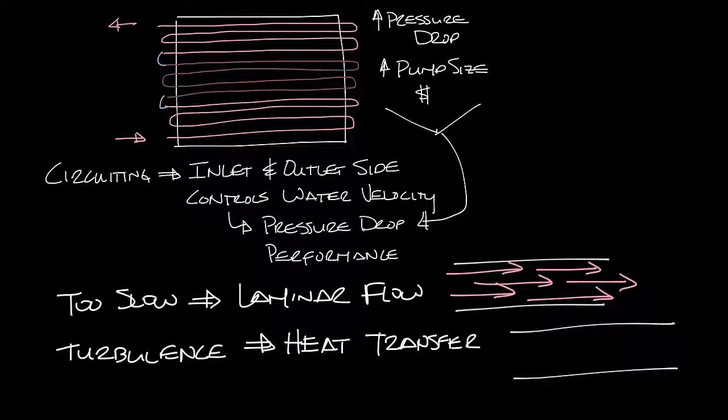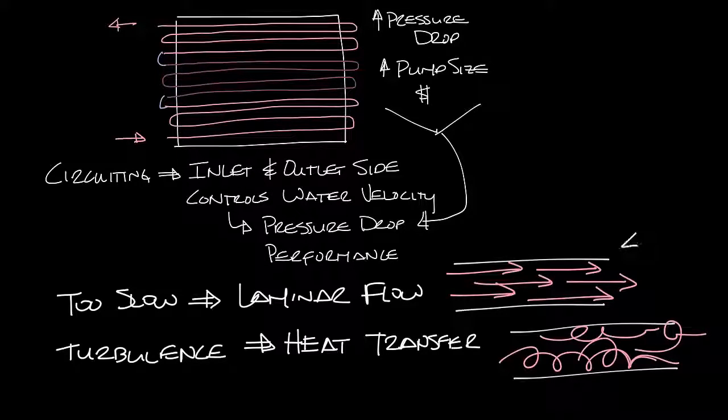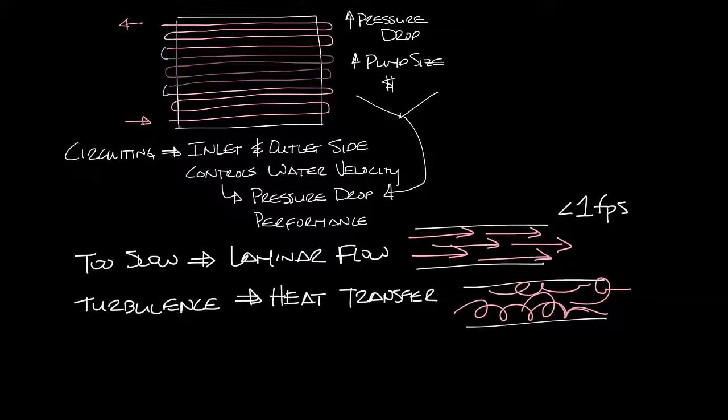Basically, the water splashing around the insides of the tube and making contact with the tube is what is transferring the heat from the water, in the case of a heating coil, to the tubes. So laminar flow can happen at velocities below 1 foot per second through the water coil.